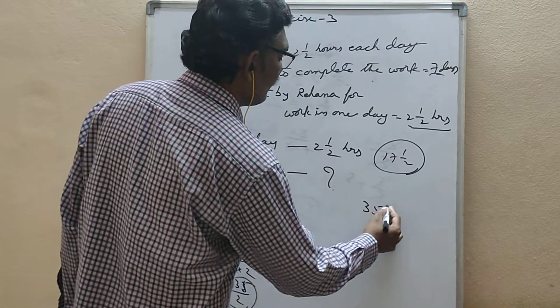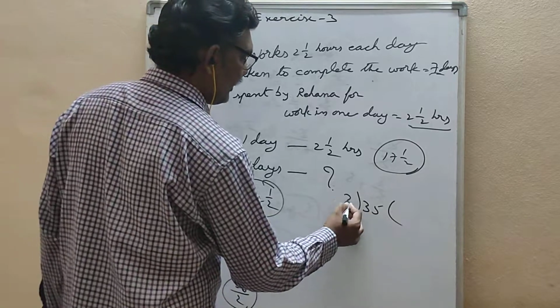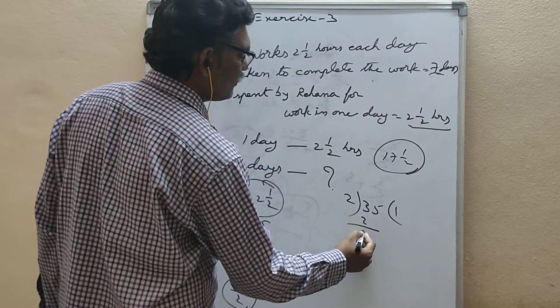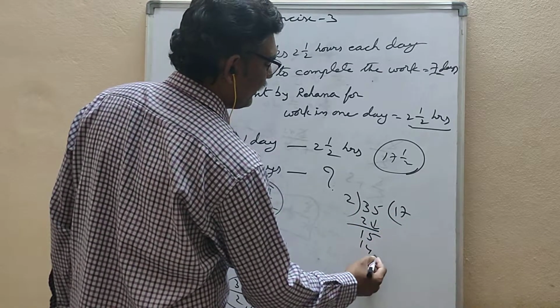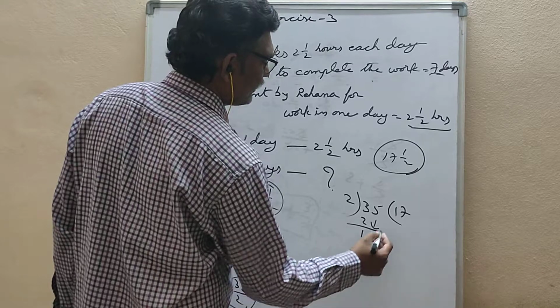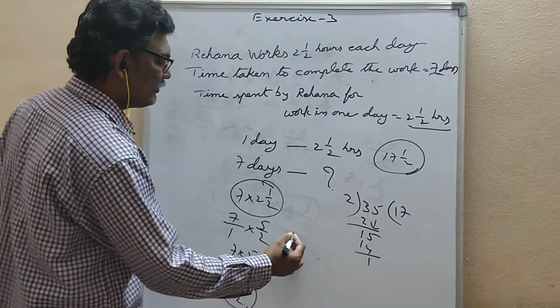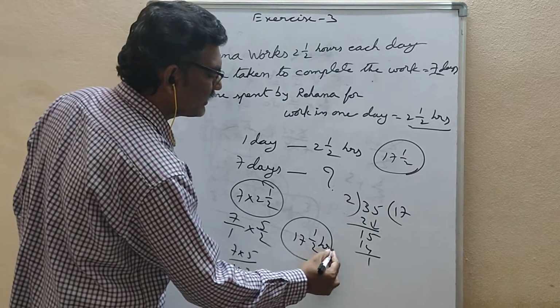You should convert it into mixed fractions. 35 should be divided by 2. So 2 1s are 2. 3 minus 2 is 1. Take 5 down. 2 7s are 14. Remainder 1. So this is the divisor, this is the remainder. You have to write this as mixed fraction, 17 1 by 2 hours.